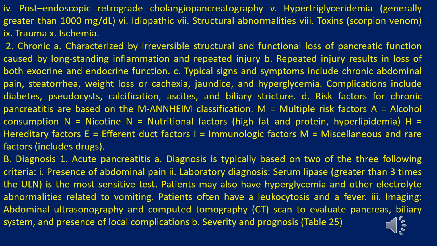D. Risk factors for chronic pancreatitis are based on the M-ANNHEIM classification. M stands for multiple risk factors, A stands for alcohol consumption, N stands for nicotine, N stands for nutritional factors, high fat and protein, hyperlipidemia, H stands for hereditary factors, E stands for efferent duct factors, I stands for immunologic factors, M stands for miscellaneous and rare factors, which includes drugs.